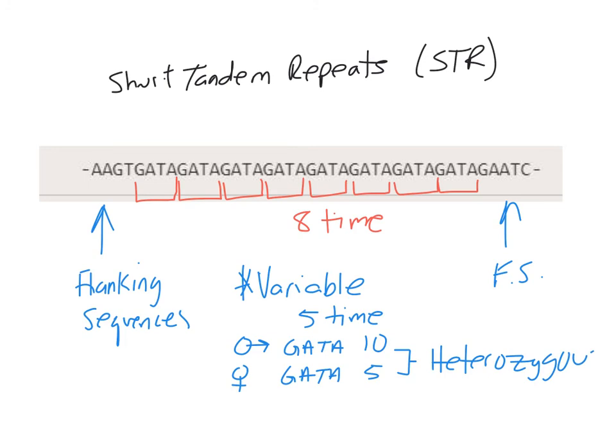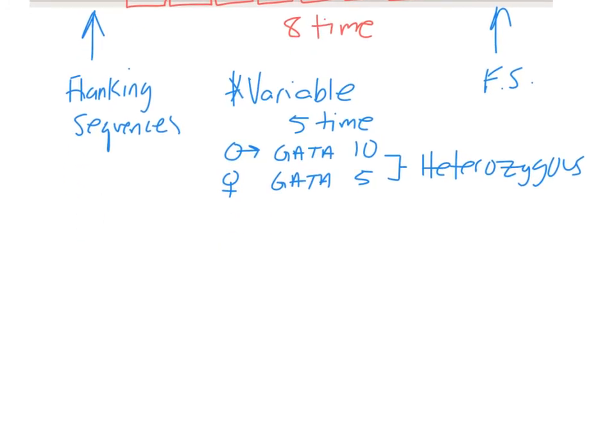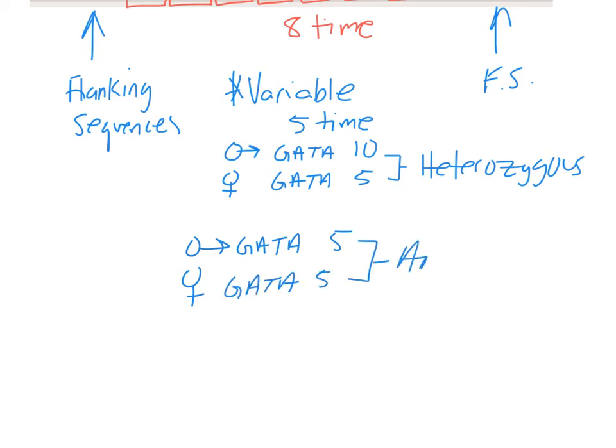All right. So now some individuals, maybe they get the same exact one from the mother and the father. So they're going to get the GATA repeat, and it's going to be 5 times. And then from the mother, their GATA repeat is also going to be 5 times. And these people would be homozygous for that specific STR. Okay, so why is that important?